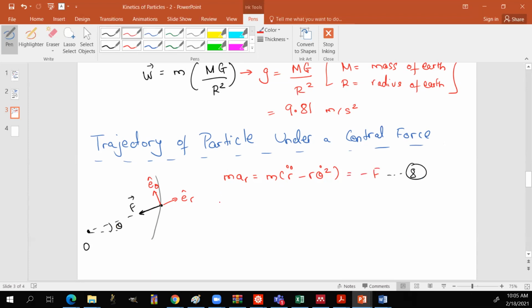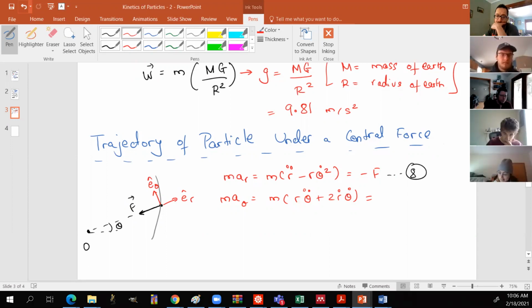And you get, for the other term, that m a_theta is equal to mass times (r theta double dot plus 2 r dot theta dot). What is that going to equal? What are the forces that are acting in the e_theta direction? There's none. So this is going to be equal to 0. There are no forces in your theta direction.